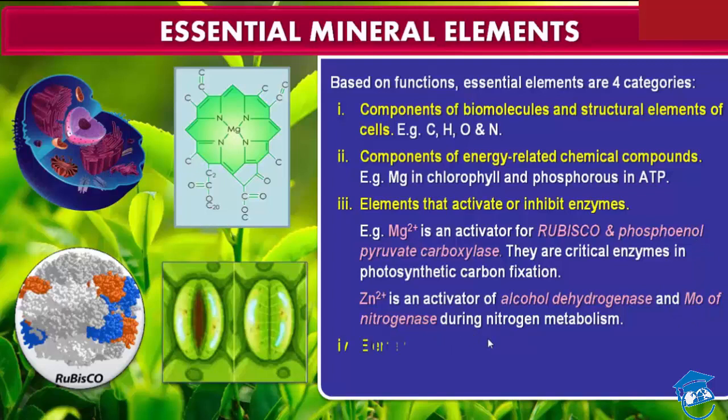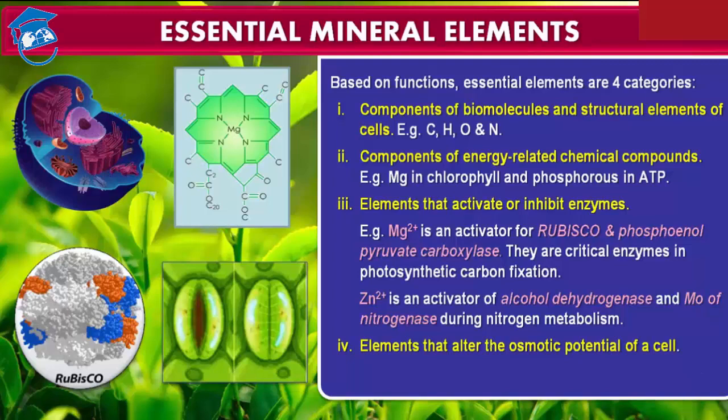And the fourth category is elements that can alter the osmotic potential of a cell. It is seen that potassium plays an important role in the opening and closing of stomata. See, potassium helps in opening and closing of stomata.